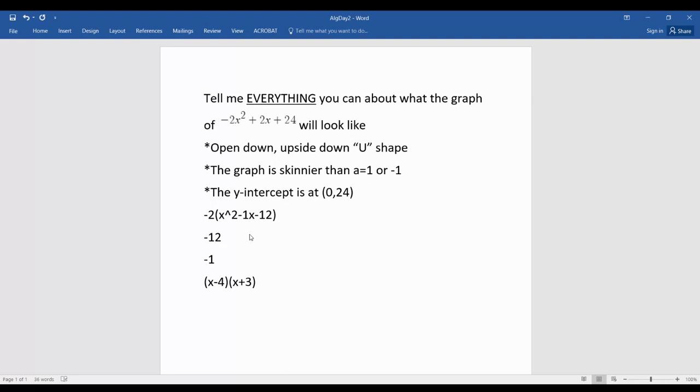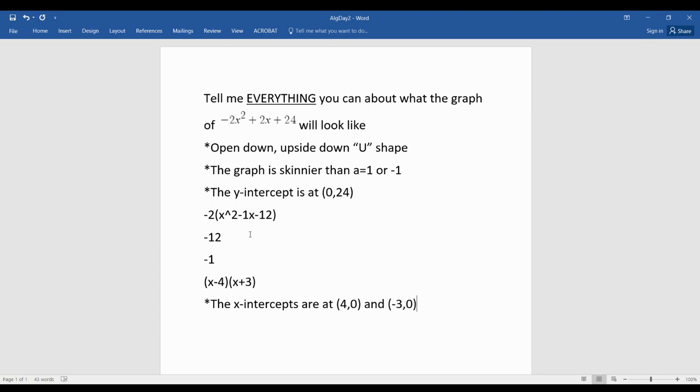So this will also tell me that the x-intercepts are going to have the opposite signs of those. So if it was x -4, I'm going to have one at 4, 0, and the other, if it's x +3, will be at -3, 0.